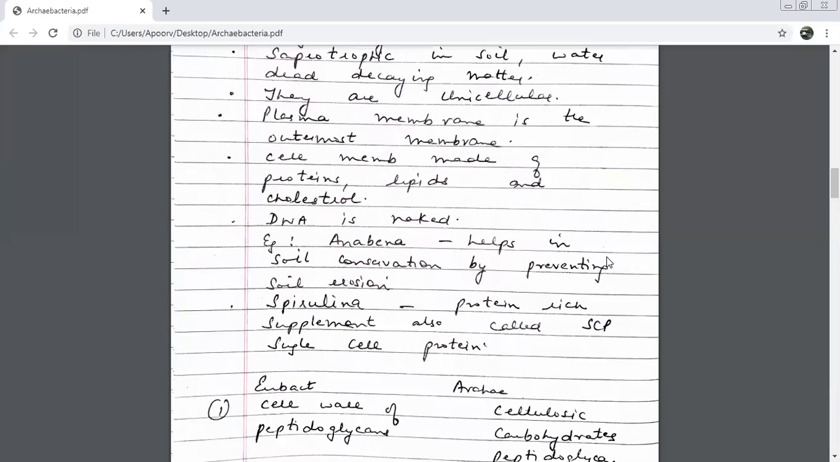What is the name of this? Tell me the bacteria which prevents soil erosion. Anabaena. And there is one more which is very special. You should know about it. That is spirulina. I'm sure you've heard about it, spirulina.